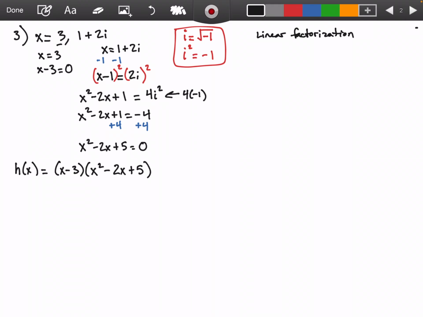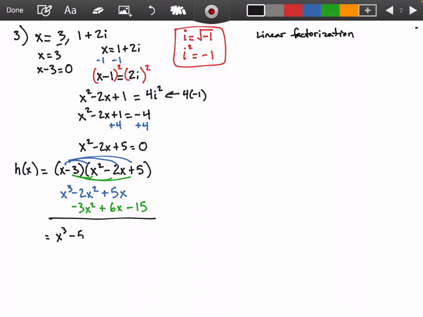And I'm just going to distribute it this way because I want to. So I get x cubed minus 2x squared plus 5x. And I'm going to go this way. Negative 3x squared plus 6x and then minus 15. And now I can just add those together. And I get x cubed minus 5x squared plus 11x minus 15. And there's my polynomial.